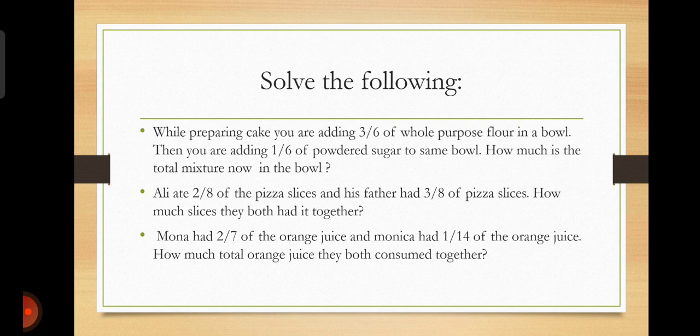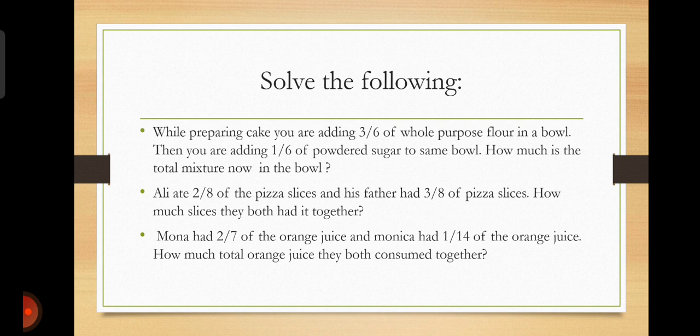Now you have to solve the following mathematical problems. While preparing a cake, you are adding 3 by 6 of the all-purpose flour in a bowl. Then you are adding 1 by 6 of the powdered sugar to the same bowl. How much is the total mixture now in your bowl?